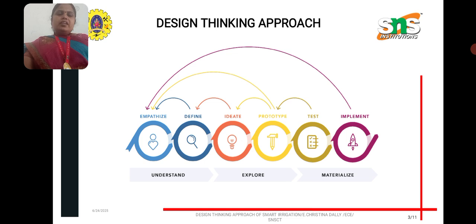While discussing the design thinking approach, we have five stages: empathize, define, ideate, prototype, and test. After that, we are going to implement it.